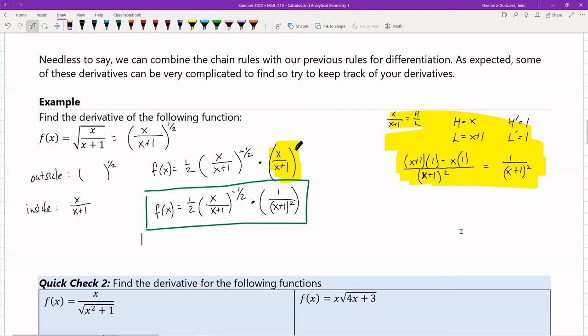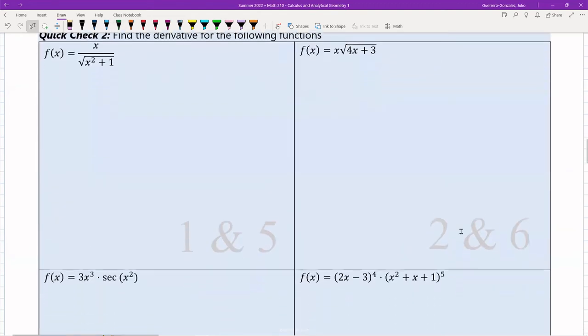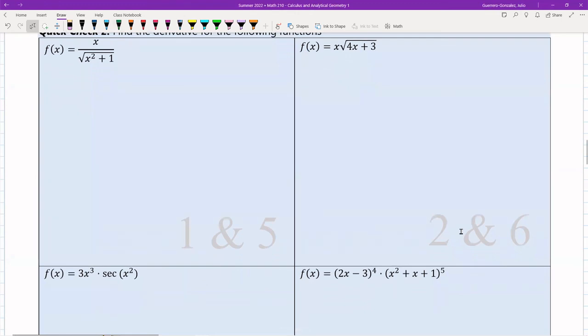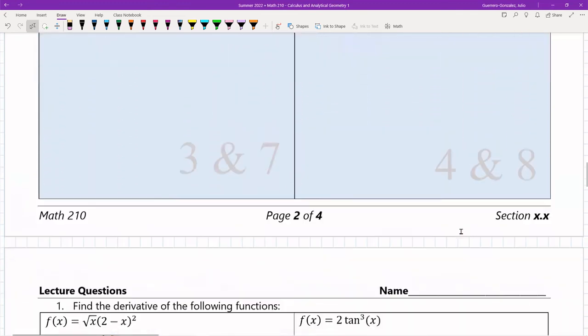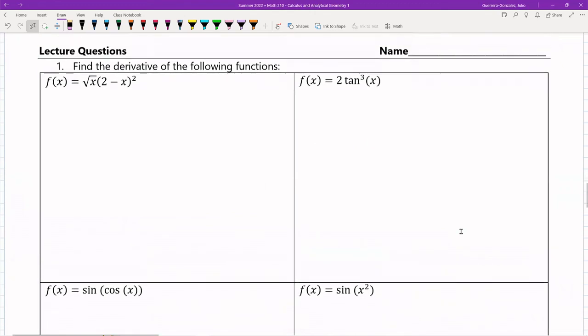Now moving on, quick check. I'm making you do a bunch of derivatives here, now collapsing a bunch of rules. So you're going to be doing a chain rule inside of a product rule, or a quotient rule inside of a chain rule. Does that make sense? So make sure you get through them. If you have any questions on them, by all means, come to my drop-in hours. And I believe that is it. This is a short video.